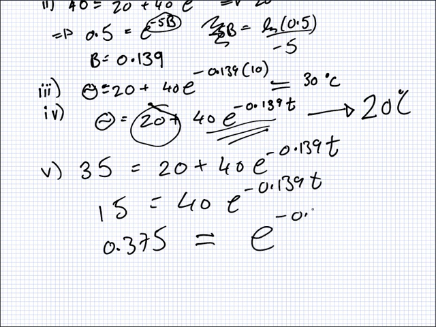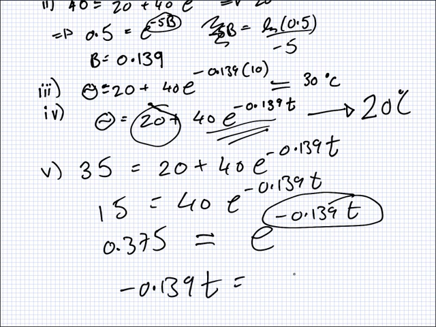e to the minus 0.139 T. How do we get the mystery power here? Log. So mystery power equals log of 0.375. So again, scratch that out, bring it under.